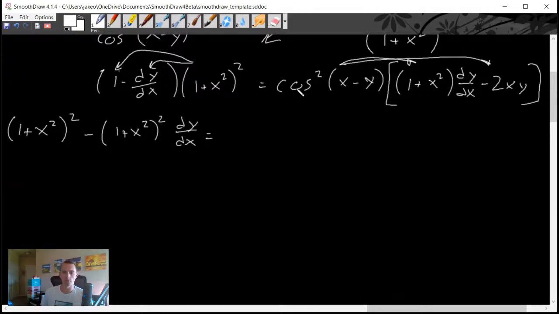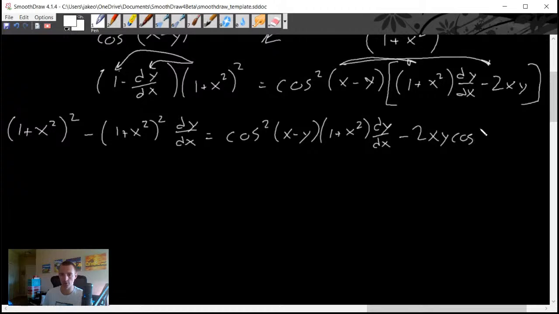So we're going to get cosine squared of x minus y times 1 plus x squared times dy dx. And cosine squared of x minus y times negative 2xy, so minus 2xy cosine squared of x minus y.